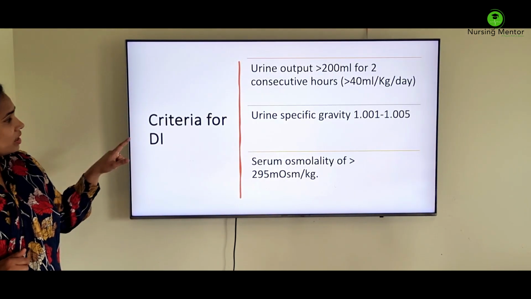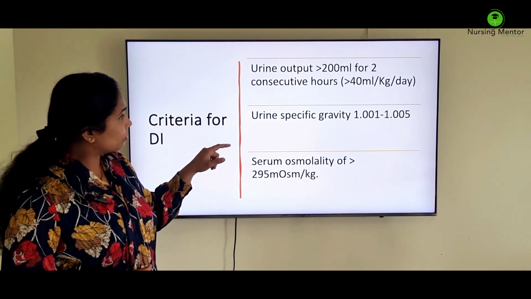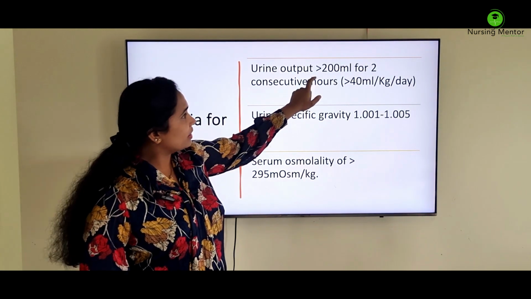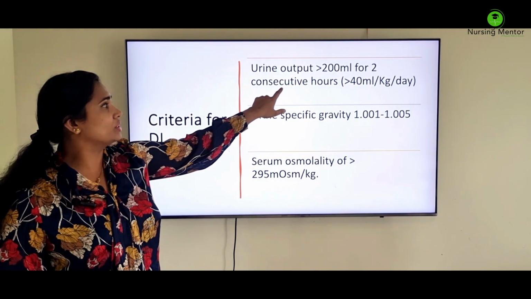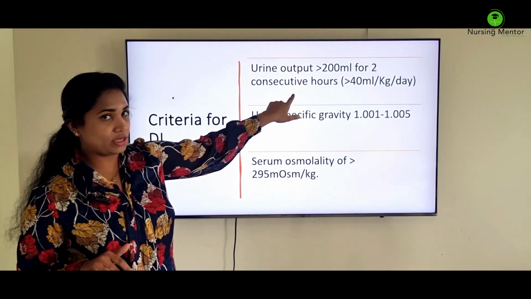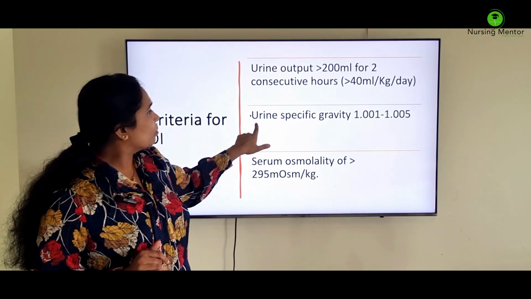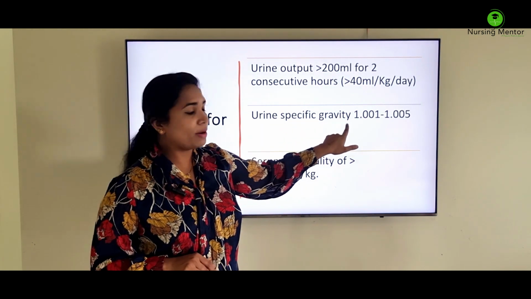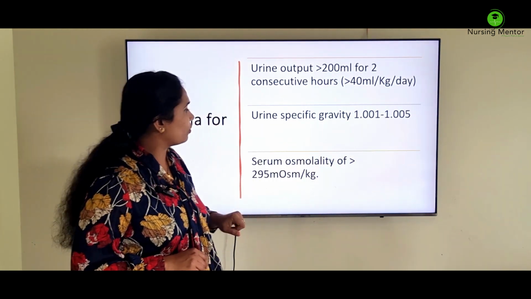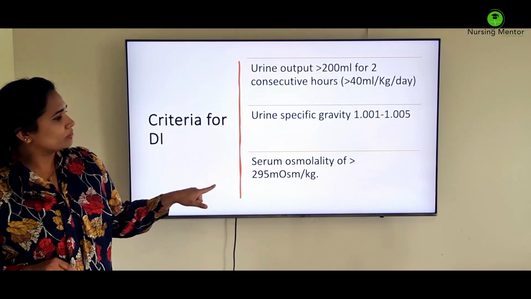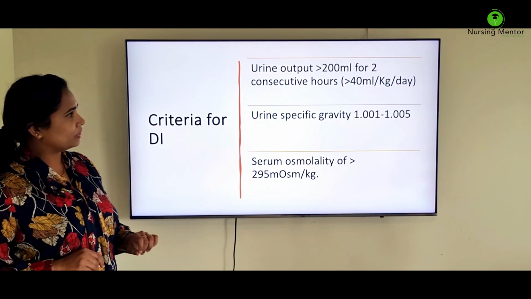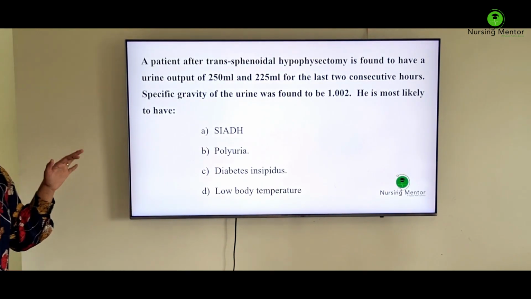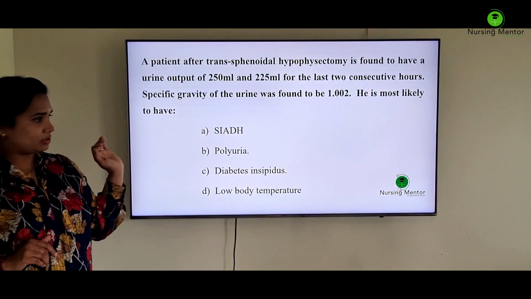The criteria for diabetes insipidus include urine output greater than 200 mL for 2 consecutive hours. It need not be the first 2 hours. The urine specific gravity between 1.001 to 1.005, and a serum osmolality greater than 295 milliosmoles per kilo. These are the criteria for diabetes insipidus.